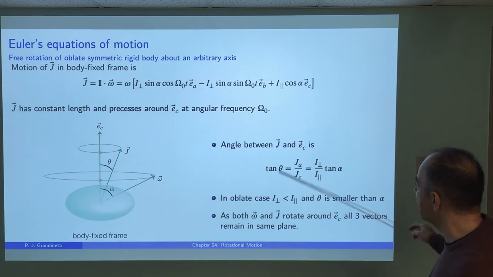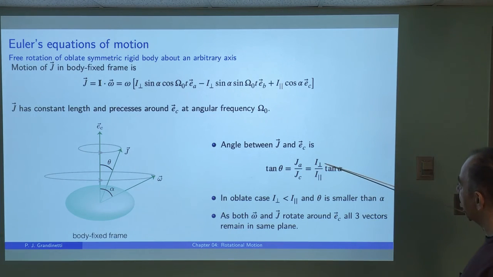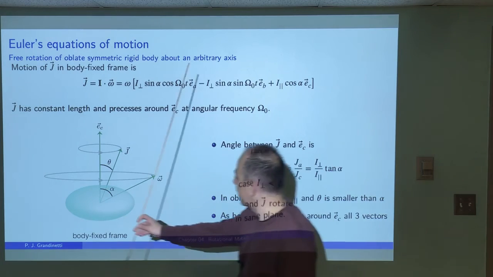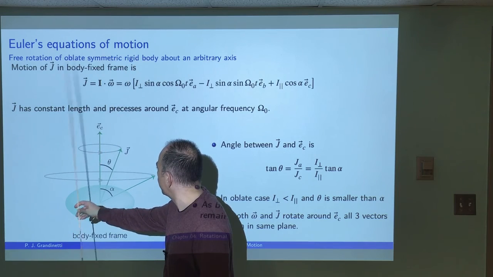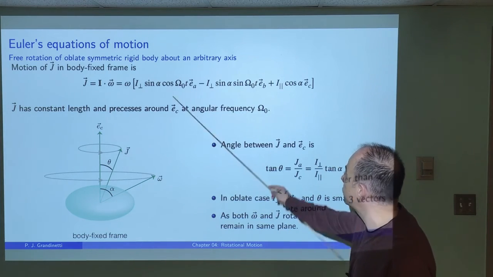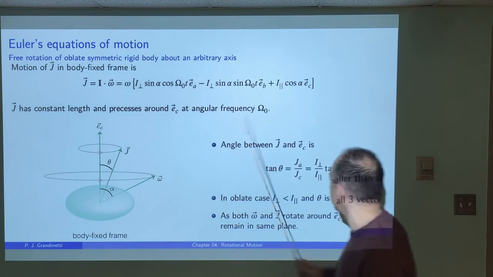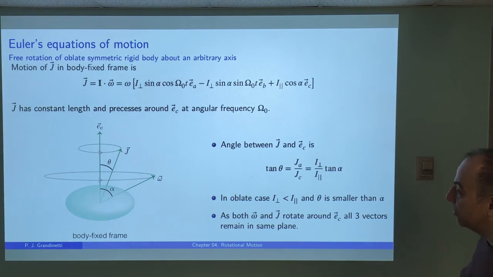and the angle that it makes from C, which we define as theta, is going to be tan theta equals J_A over J_C, which works out to be tan theta equals I perpendicular over I parallel times tan alpha. So what we find is that J is going to be at an angle theta, and it's also going to be precessing around the C direction, with a sinusoidal dependence in the AB plane, like this in the picture. So there we have the picture for both the time evolution of omega and the time evolution of J.